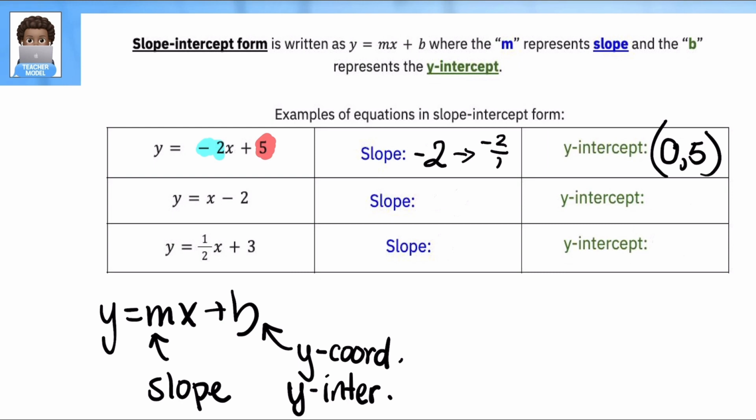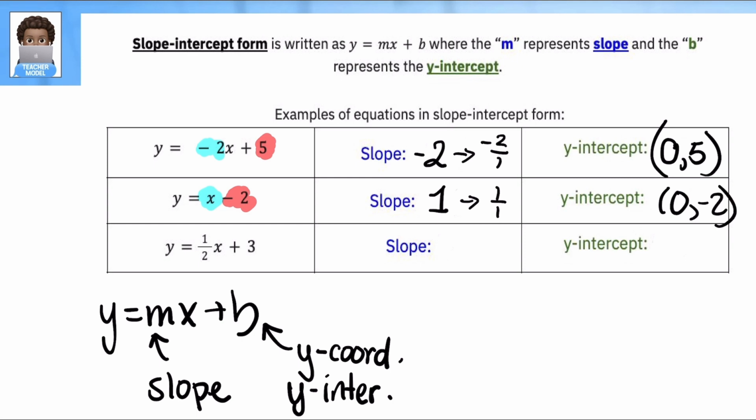Let's look at the next equation. Now here, there is no coefficient. That means my slope is just 1, or 1 over 1. That's it. If it was negative x, it would be negative 1. And figuring out b, my b is negative 2. So my intercept is 0, negative 2.